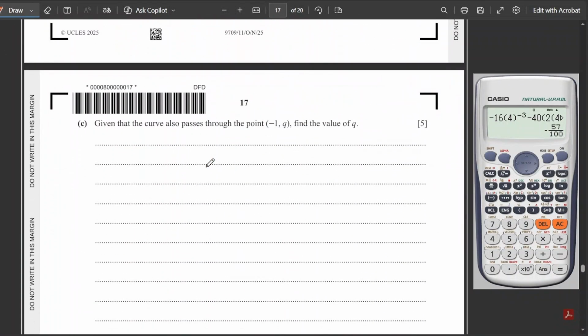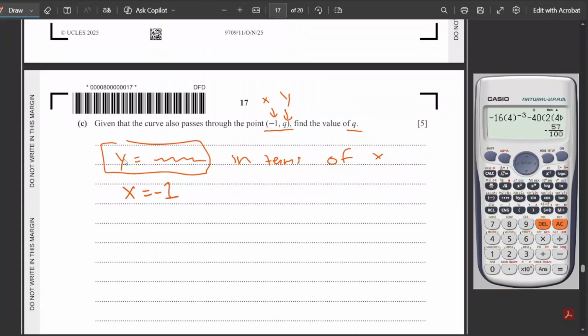Okay, so now we have part C. Part C says, given that the curve also passes through the point negative 1 comma q, find the value of q. So how do we find the value of q? If you have the original equation y equals something in terms of x, q is the y value, and x is negative 1. So you can put x equals negative 1 into this equation, and you're going to find that value of q.